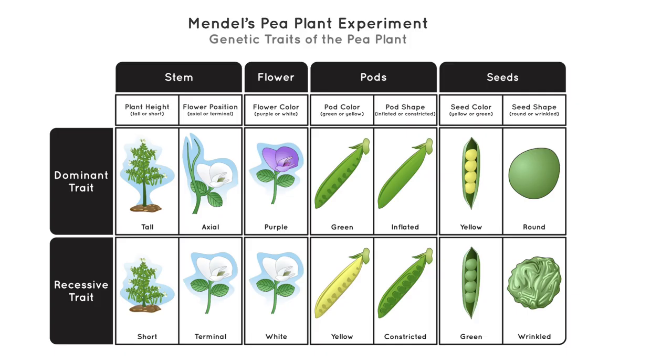So he was able to show that this pattern also occurs for many different types of traits. Also, the ratio of the dominant to recessive traits was evident in all of the other traits that he experimented with.